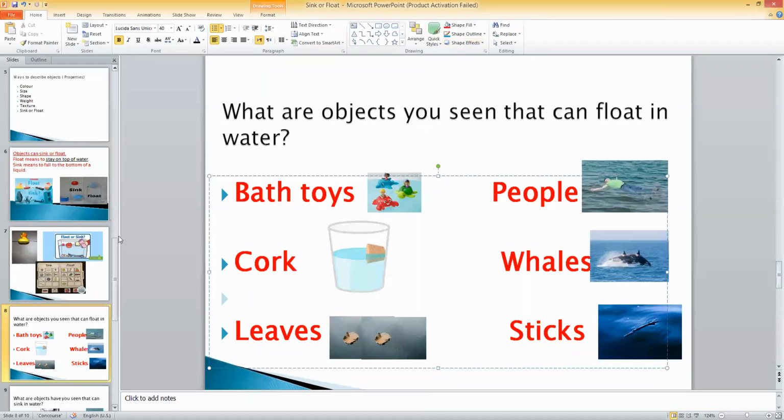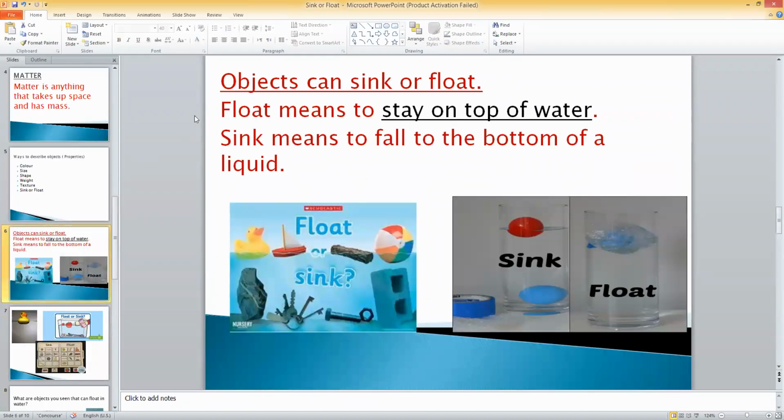So let me just take a recap again. Float means to stay on top of water, while sink means to fall to the bottom of a liquid. Objects can sink or float.